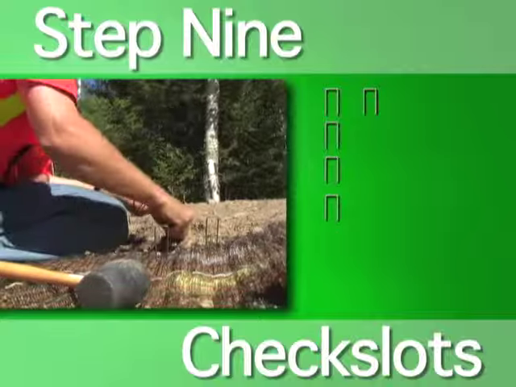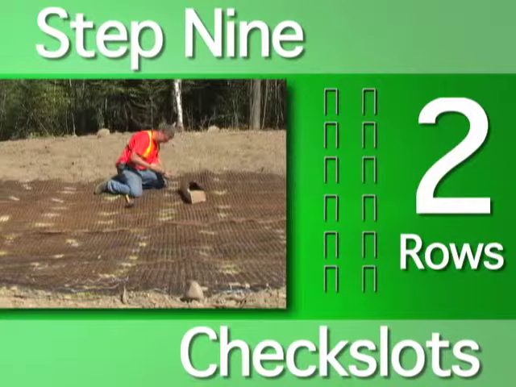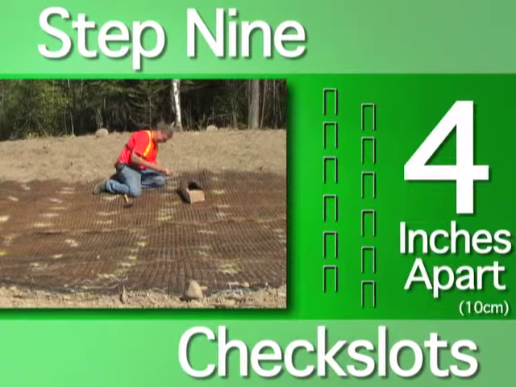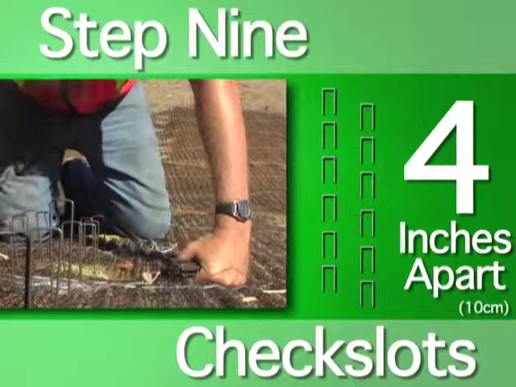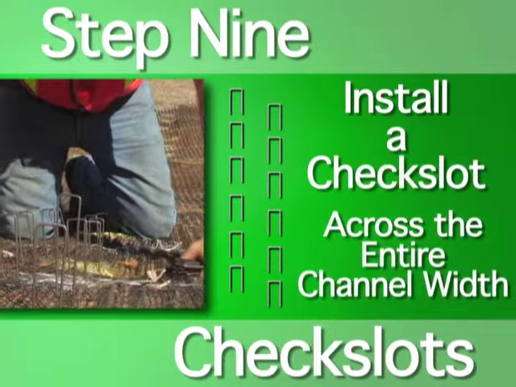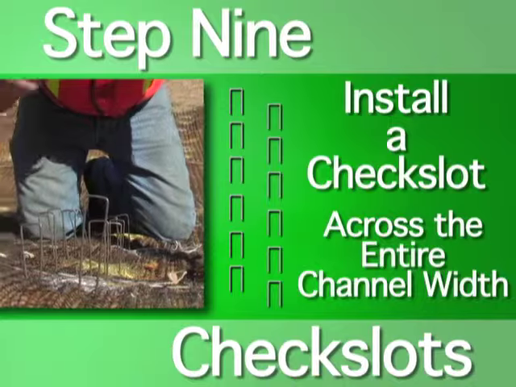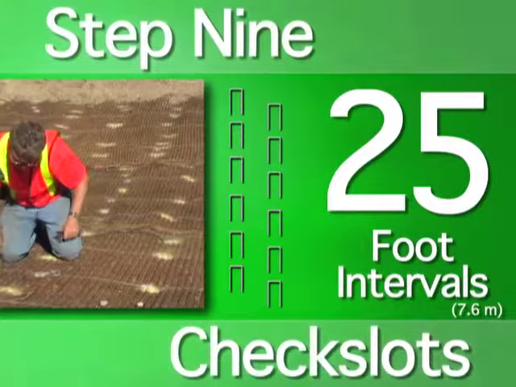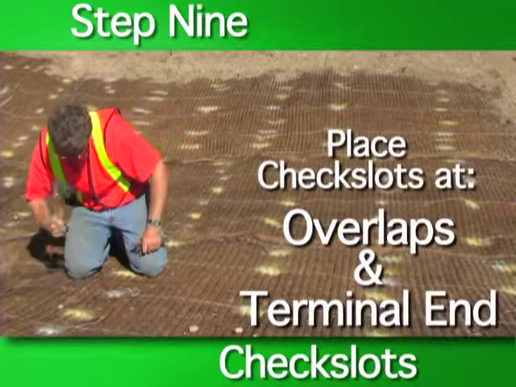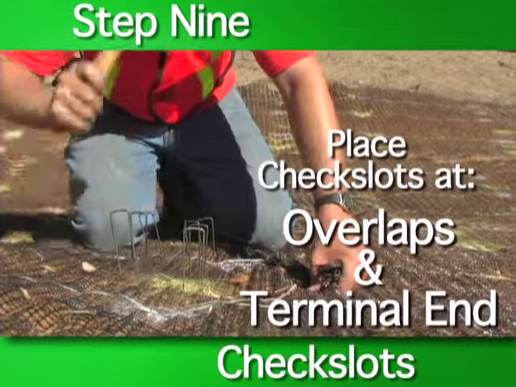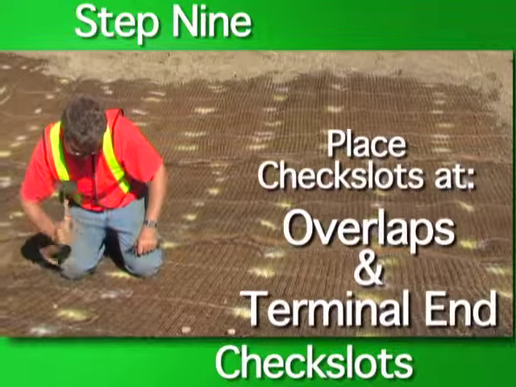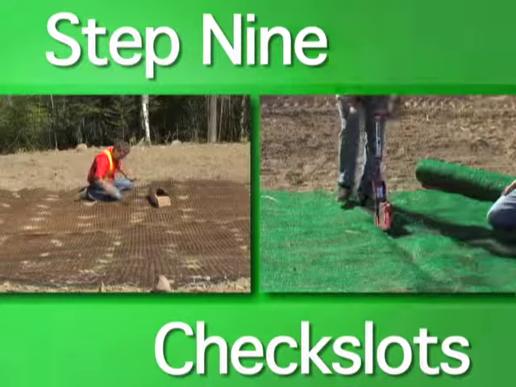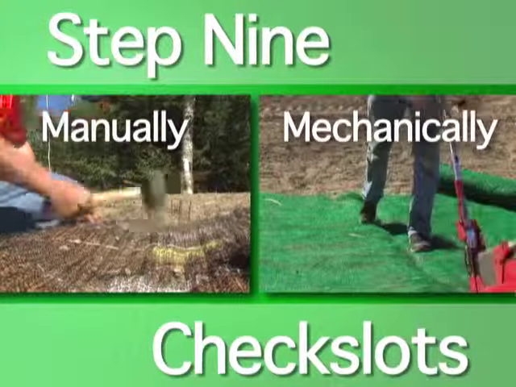A check slot is constructed by installing 2 rows of staples or stakes staggered and spaced 4 inches apart. A check slot should be installed across the entire width of the channel at 25-foot intervals throughout the channel. Also place a check slot at each shingle overlap and at the installation's terminal end. Check slots can be installed either by hand or mechanically.